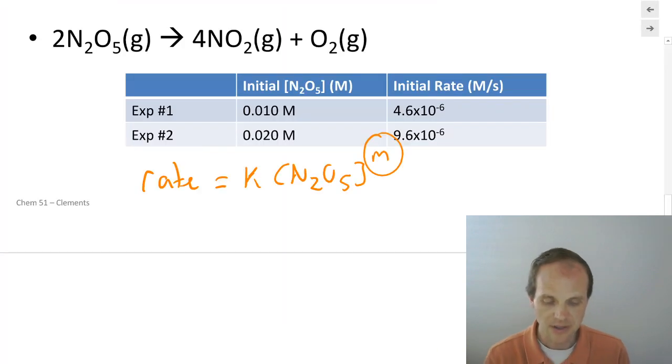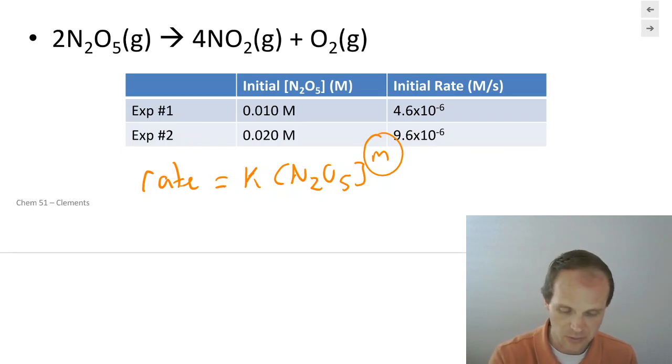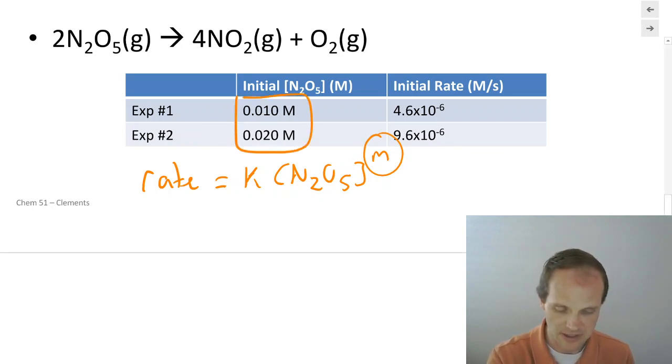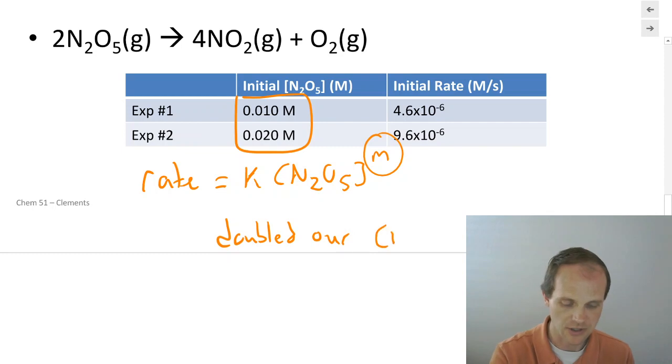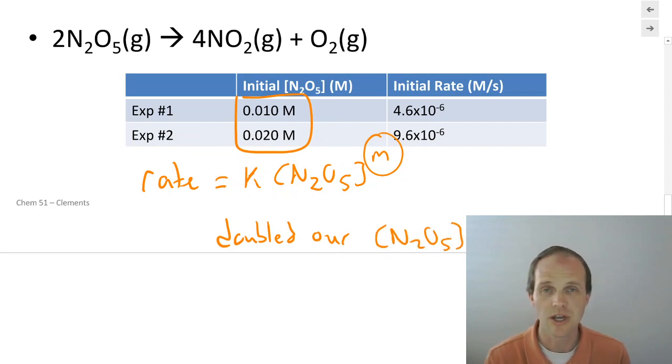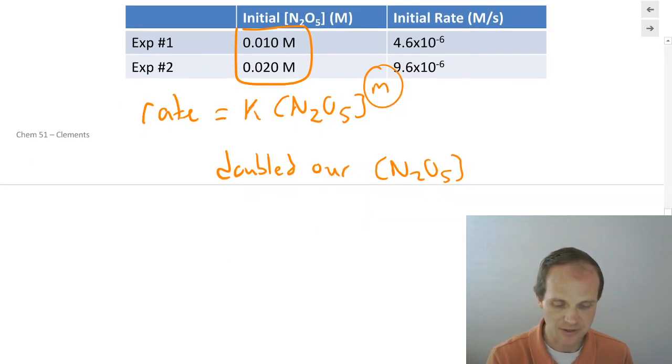Okay, so how are we going to do that? Well, we run the experiment. We run it again, and we compare. What did we do between experiment number 1 and experiment number 2? We doubled our concentration of N2O5, right? Going from 0.01 molar to 0.02 molar, we doubled it. So let's consider a few scenarios.